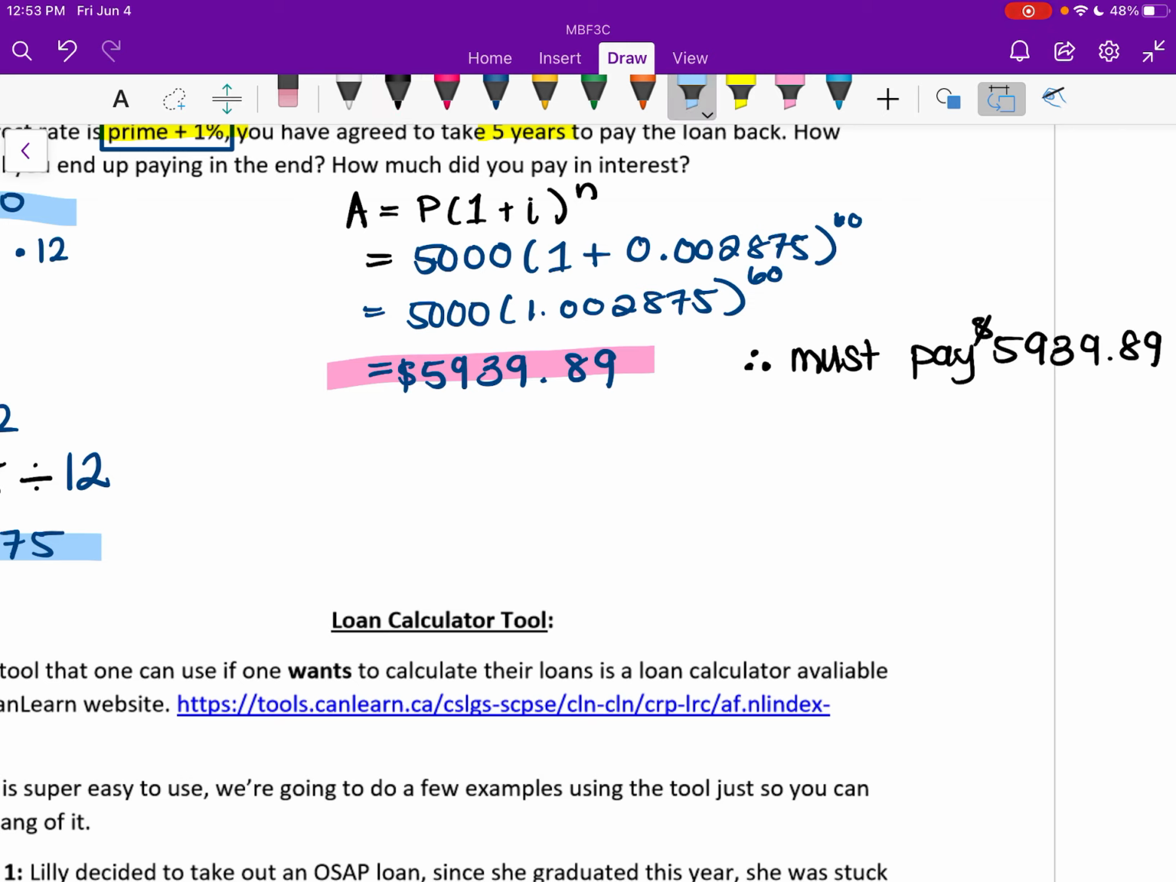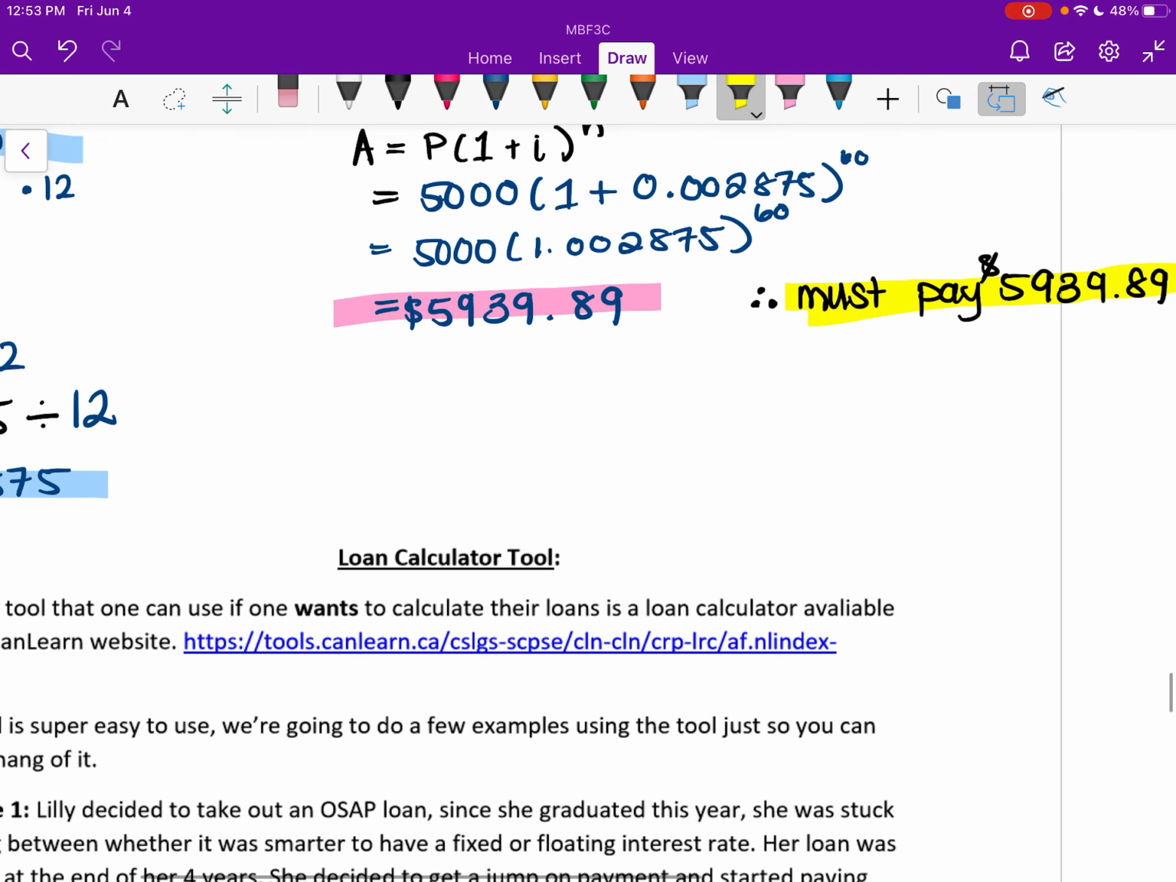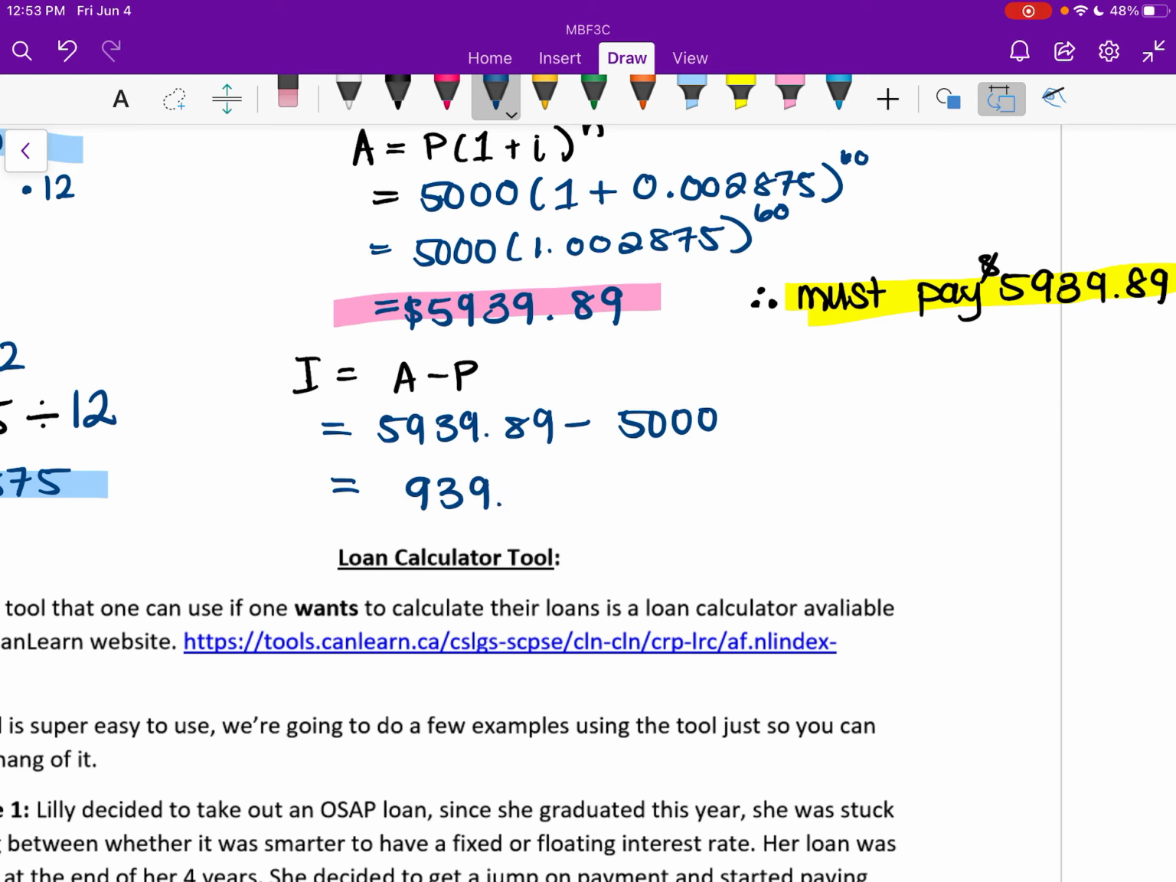If I want to know how much I paid in interest, I just need to go in and say, okay, interest is just equal to A minus P, right? Which I'm going to say is 5,939.89 minus the original amount we had borrowed, which was 5,000. So I paid $939.89 in interest.